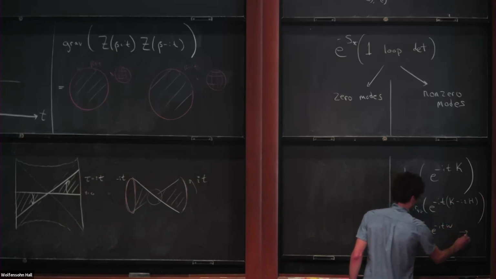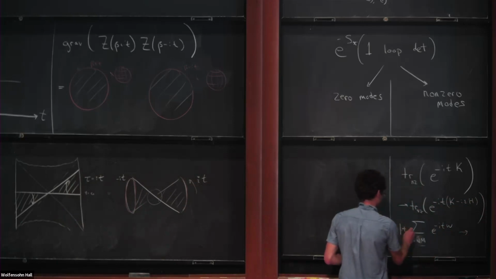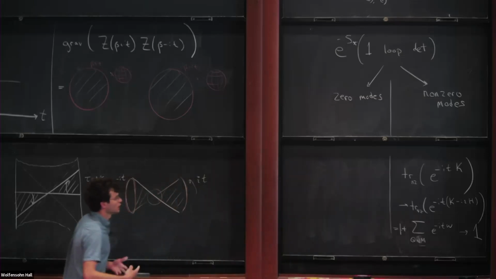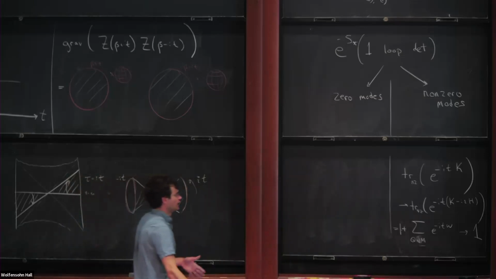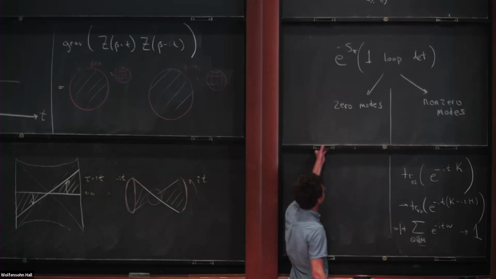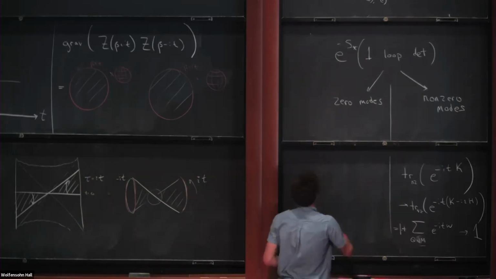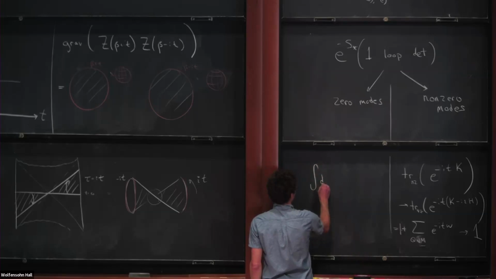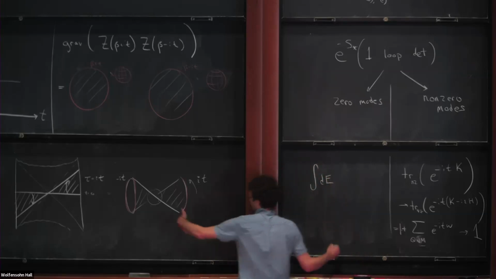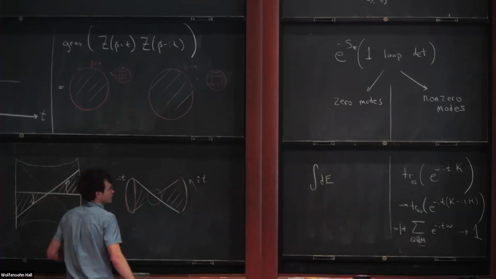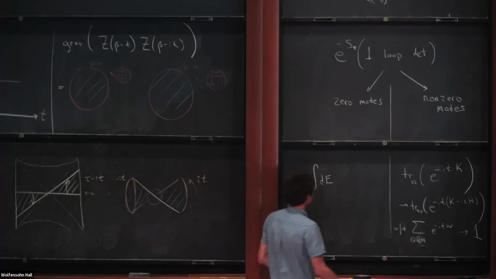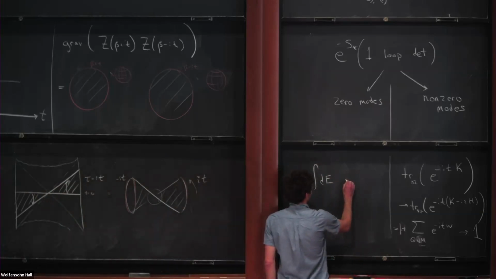And so this approaches 1 plus a sum over quasi-normal modes. So this approaches 1. So the integral over non-zero modes for a large time t becomes just 1. And the integral over zero modes becomes a product of two factors. One is a sum over what energy of black hole you started with. So there's an integral over energies, and then there's a factor of t.